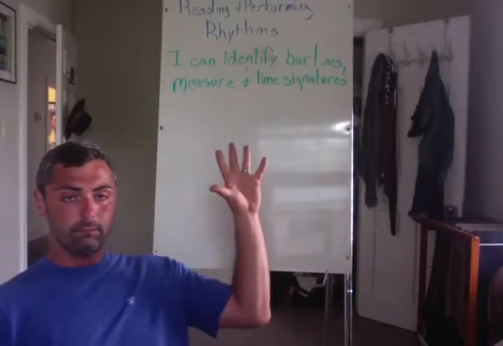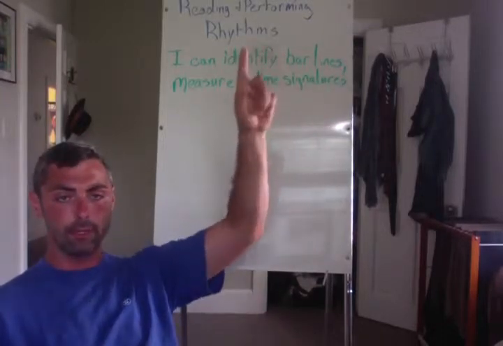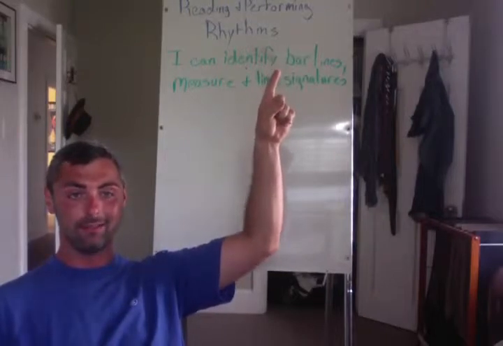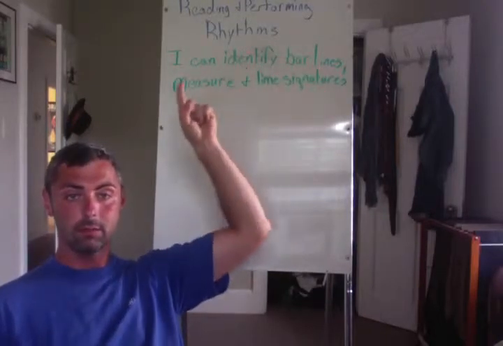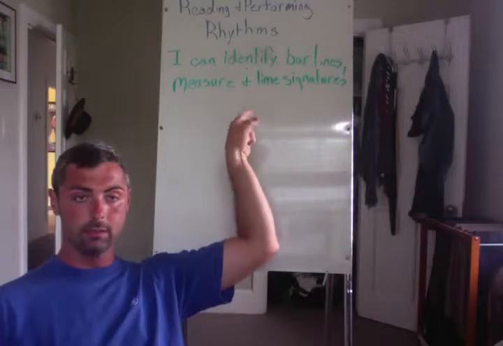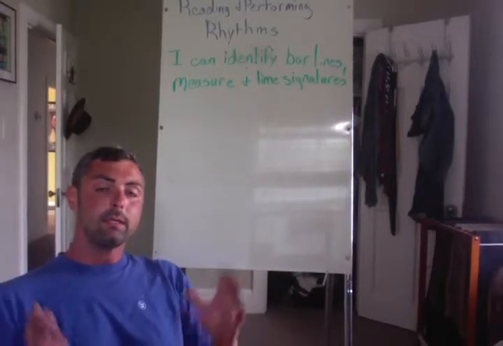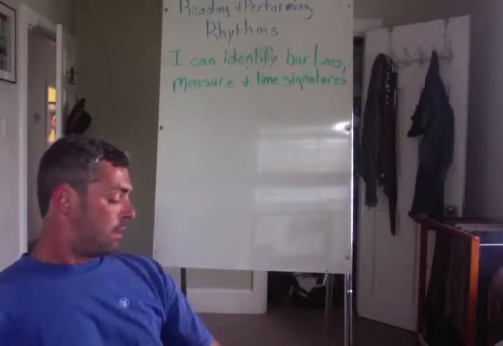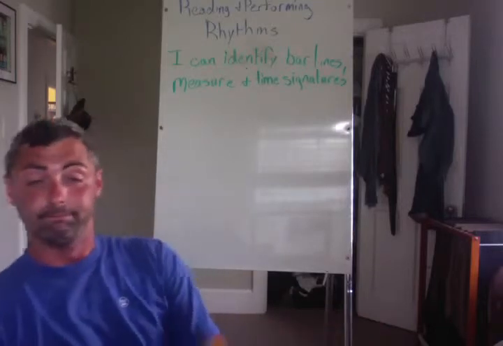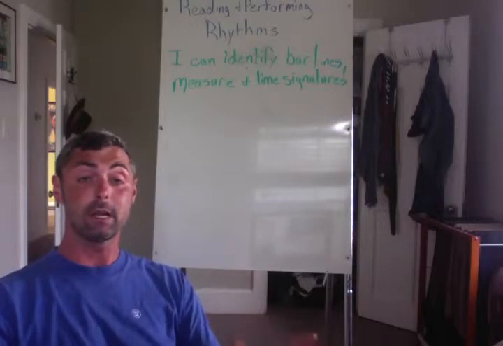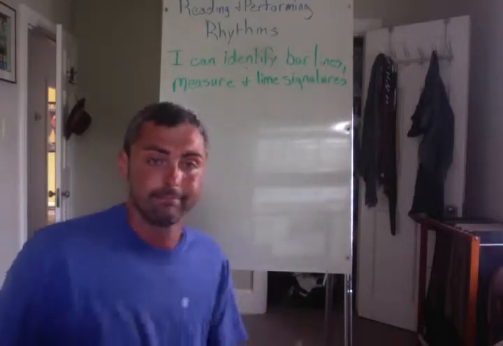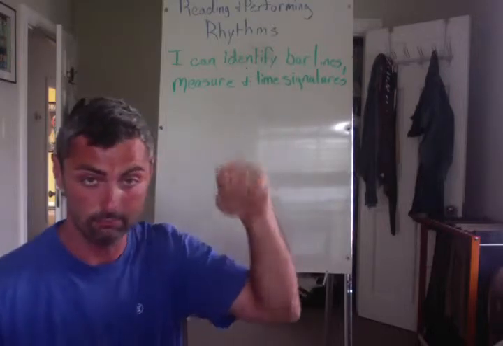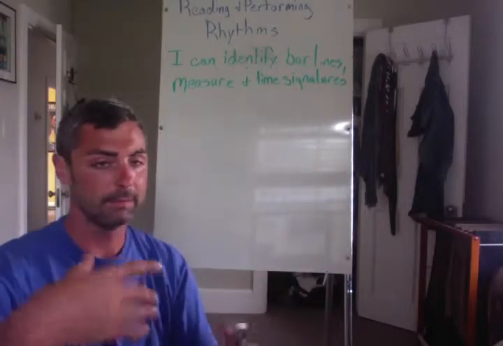Now, the next part of learning how to read and perform rhythms is right here. I can identify bar lines, measures, and time signatures. First thing I want to show you, time signatures. Pretty simple to identify one: 2 numbers stacked on top of each other. That's it. 2 numbers on top of each other, one top, one bottom.